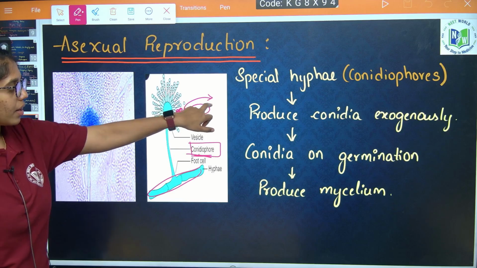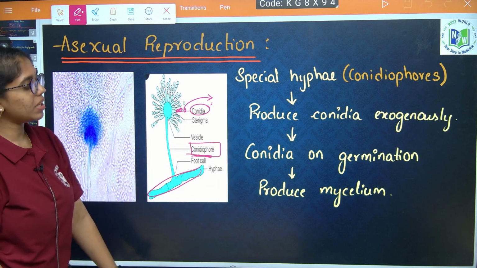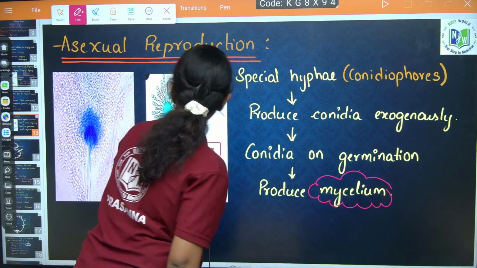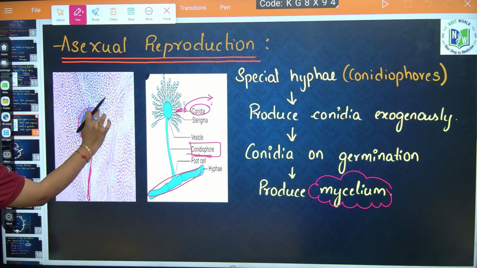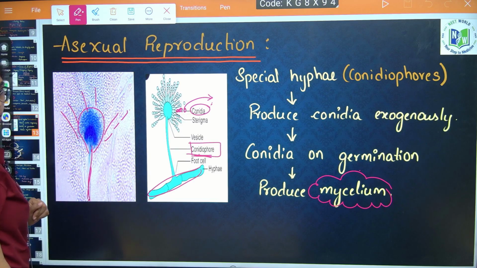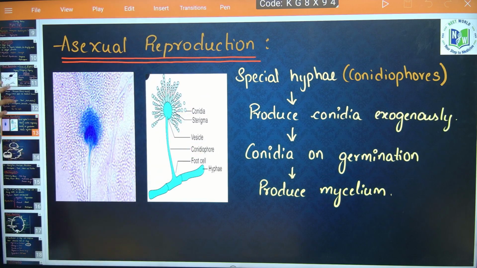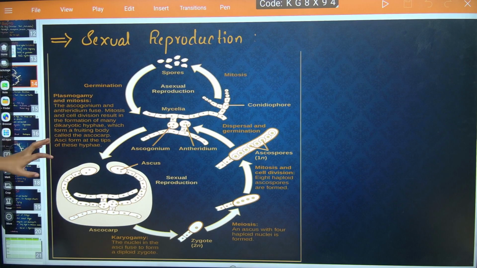When these conidia are liberated exogenously, they fall on a suitable substratum and germinate into mycelium. This is the microscopic view of how conidiophores are formed. See how nicely these are conidiophores, and this is how all the conidia are released exogenously. Okay, clear? Next, the sexual reproduction of Ascomycetes is very interesting, so look into it clearly.